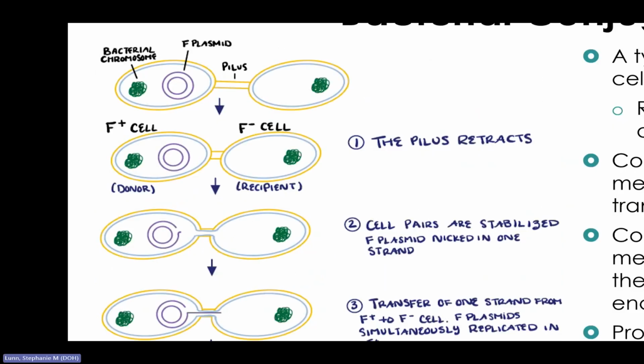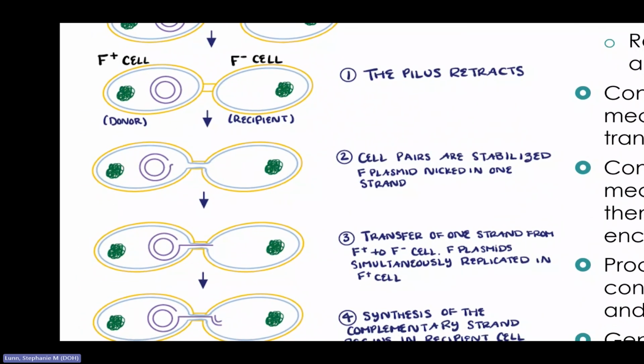on the left, we see a donor cell which contains the fertility plasmid represented by this F plasmid. We call this donor cell an F positive cell or an F plus cell. We call the recipient cell that does not contain the F plasmid the F negative cell or F minus cell. In the first step, direct contact is made to the recipient cell via the pilus. And once direct contact has been made, the pilus retracts to bring the cells in closer.